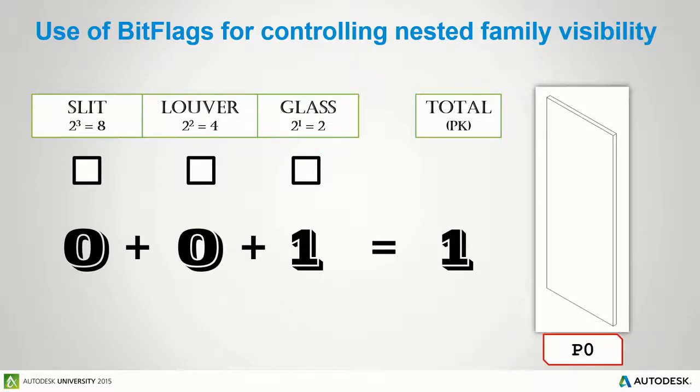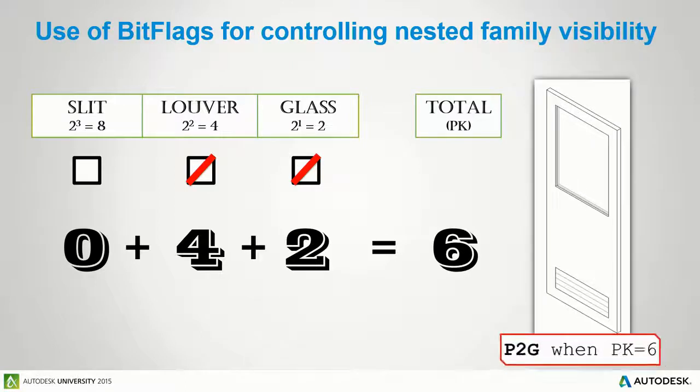So in case we want a louver and a glass on a panel, we check both of them. So the value of the louver becomes 4 and the glass becomes 2, making a total of 6, that will be our new value of pk. So this value of pk equal to 6 is assigned to our panel P2G.